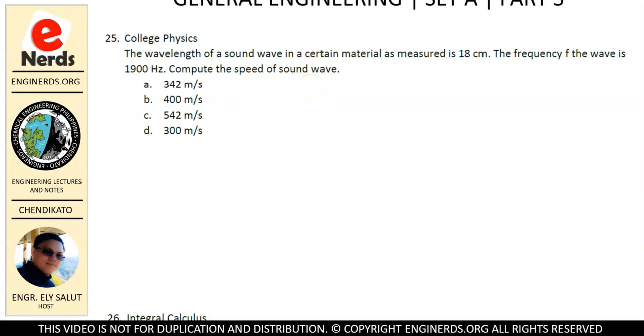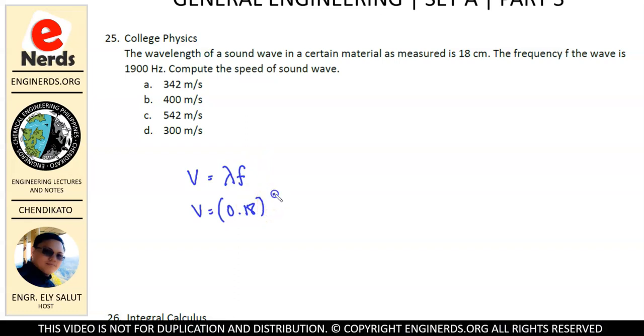Alright, so we also have an equation for this already. The speed of the wave is equal to our wavelength times the frequency. Again, this is the speed, this is the wavelength, and this is the frequency. So we just need to substitute these values. This problem is not difficult. Our wavelength is given, which is 18 centimeter, so let's convert that to meter. So we have 0.18.